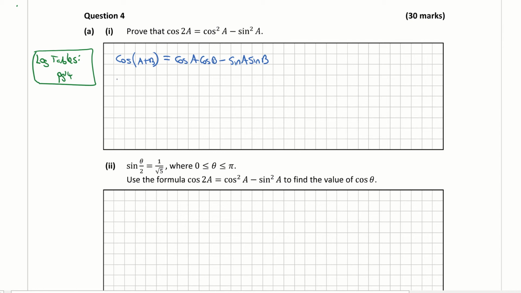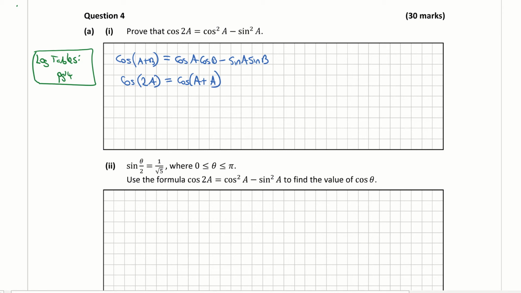Now think about this for a second. If we look at what they're asking us, cos 2A. Now 2A is the same as A plus A. Sorry, I put in a B, but it should be A plus A. So 2A is the same as A plus A. Think about it like 2 fives is the same as 5 plus 5. It's 10. That's the logic I'm using here.